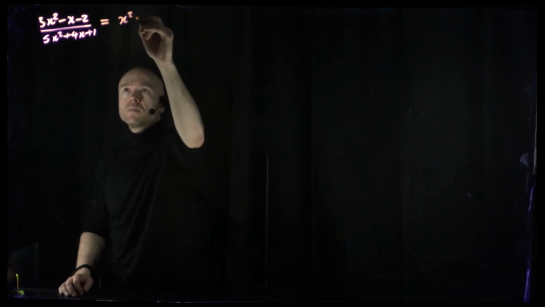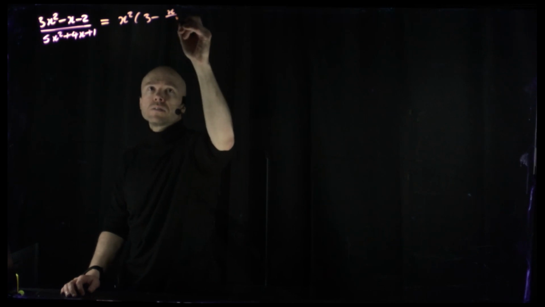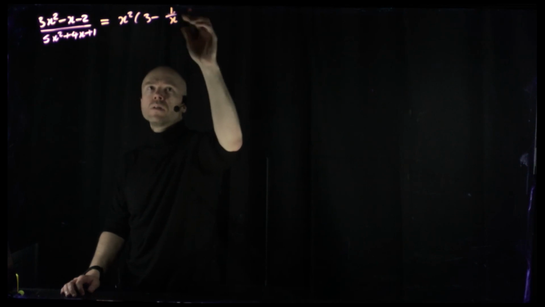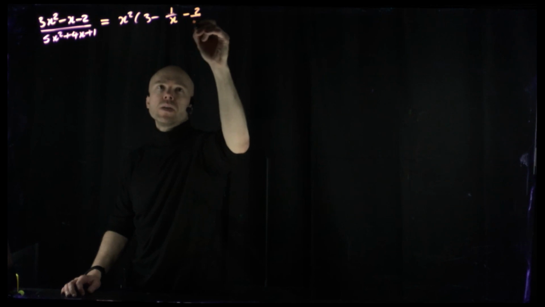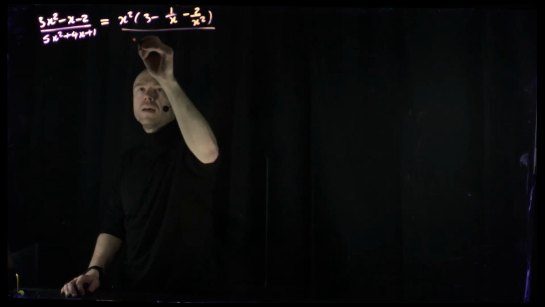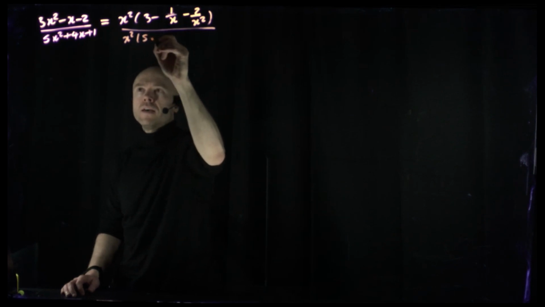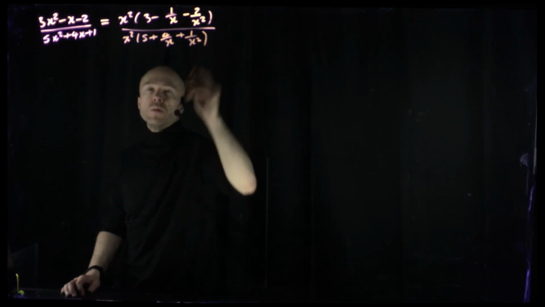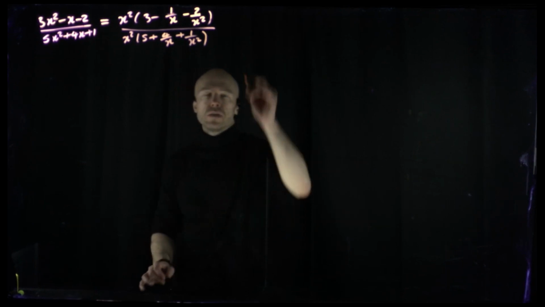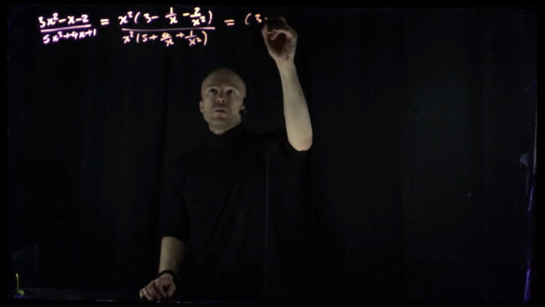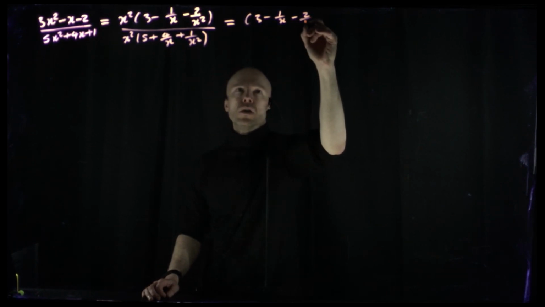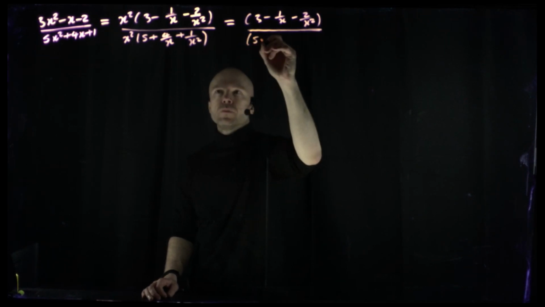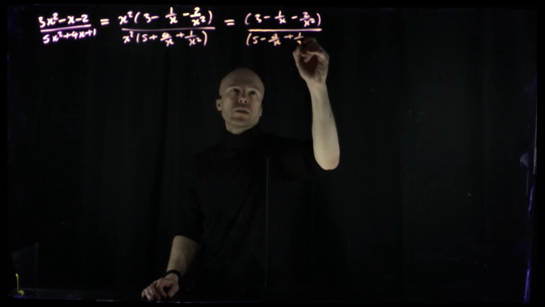And if we do that, we're going to have x squared times 3 minus 1 over x minus 2 over x squared, right? And on the bottom, we're going to have x squared times 5 plus 4 over x plus 1 over x squared. And we're taking the limit as x tends to infinity, so x is definitely not 0, so we can cancel it from top and bottom. 3 minus 1 over x minus 2 over x squared. And on the bottom we have 5 plus 4 over x plus 1 over x squared.